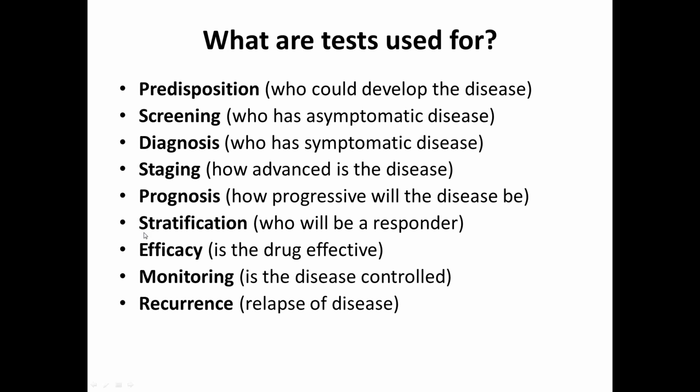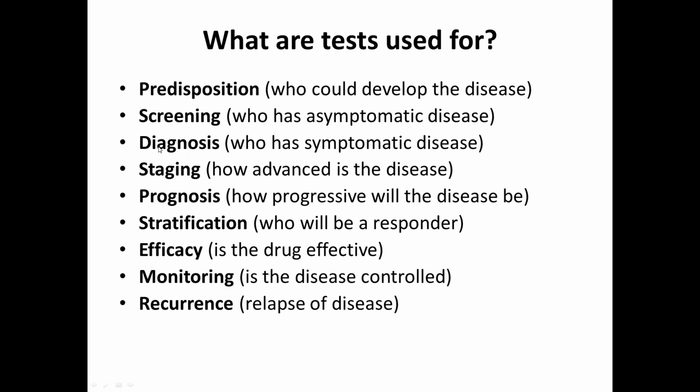stratification, for deciding whether or not people should get particular treatments. Efficacy is looking to see whether or not a treatment has worked. And then we've got monitoring and recurrence, where we're using tests repeatedly to decide whether or not a patient's health state has changed, either whether their treatment needs adjusting or whether they've got a recurrence of disease. And the same medical test can be used in many of these different purposes. But we have to be clear when we're doing systematic reviews of diagnostic test accuracy, which of these questions a test can be applied to.